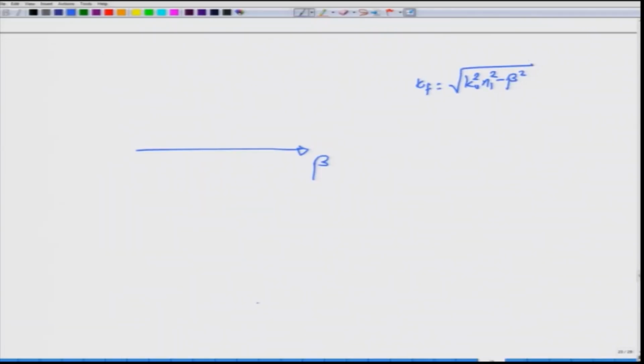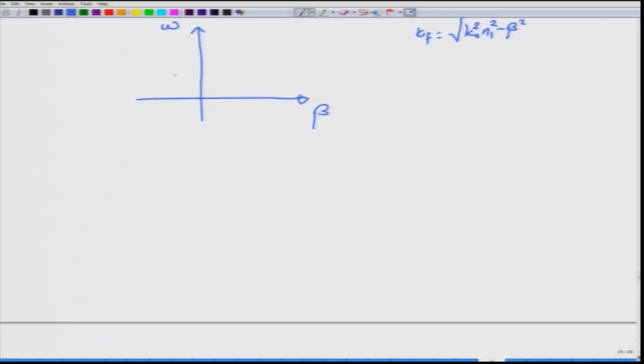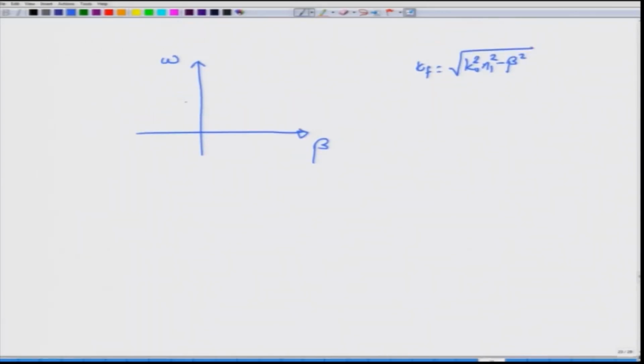Then once you solve the transverse resonance condition and plot for different frequencies the different allowed values of beta, you will see that this omega beta diagram, which is called the dispersion diagram, will be bounded by two lines. One line will have a slope of c by n2 and the other one will have a slope of c by n1.